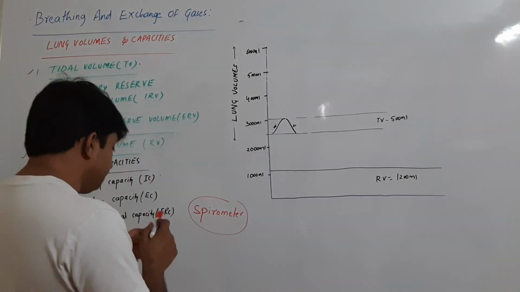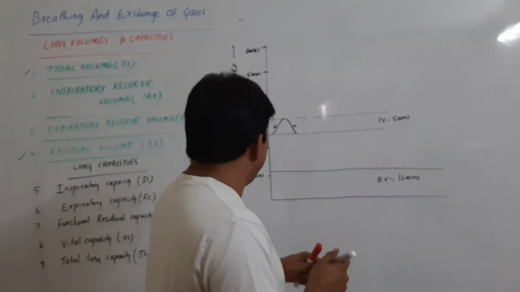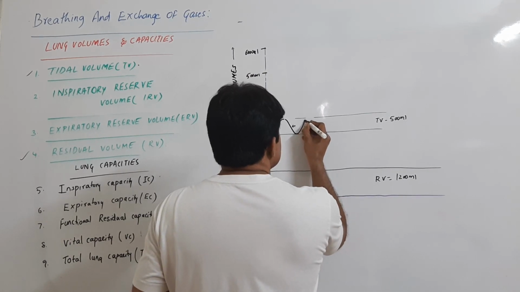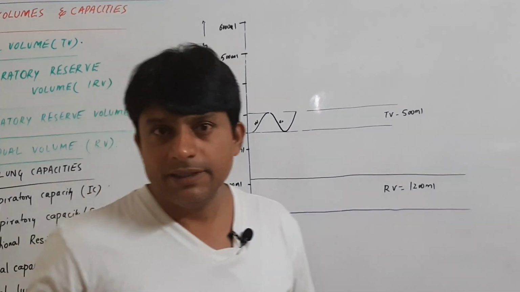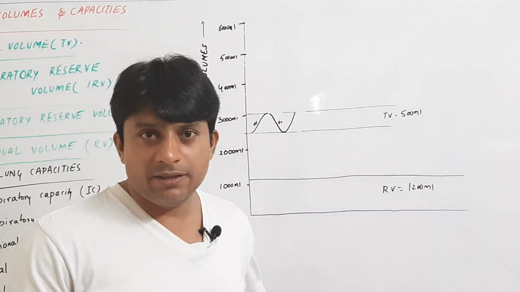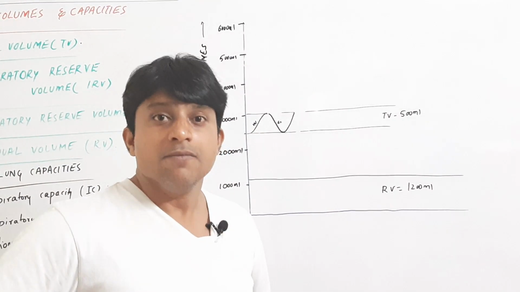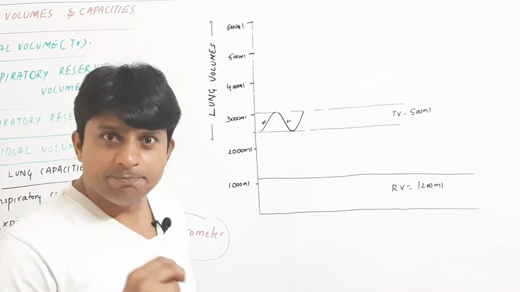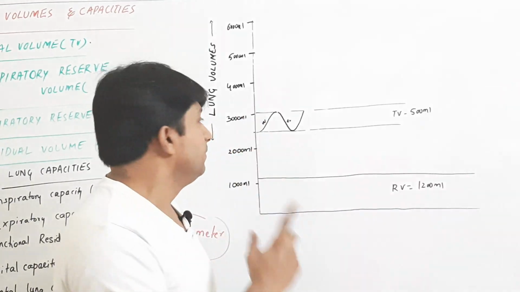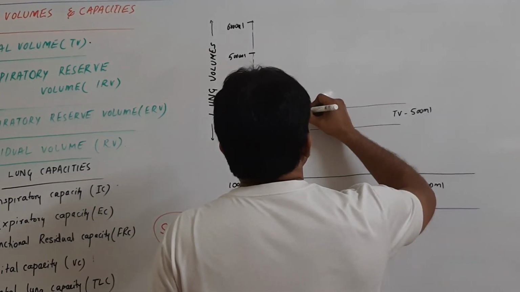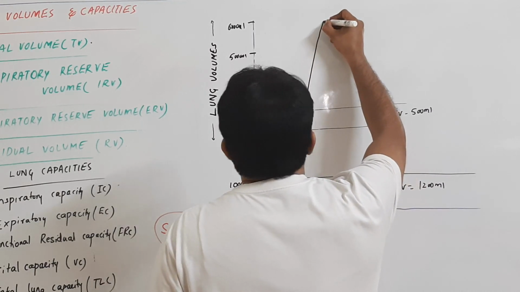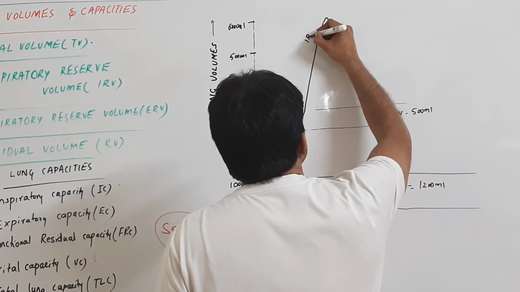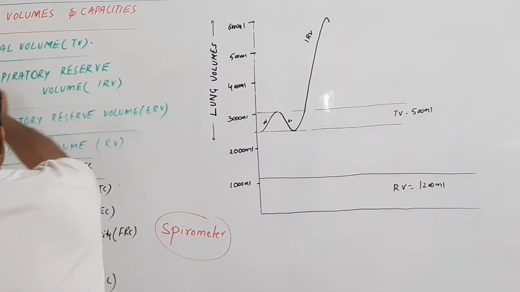Fine. Next, the volume of the air that is inspired by forceful breathing, right? The volume of the air that is inspired by forceful breathing is called inspiratory reserve volume.